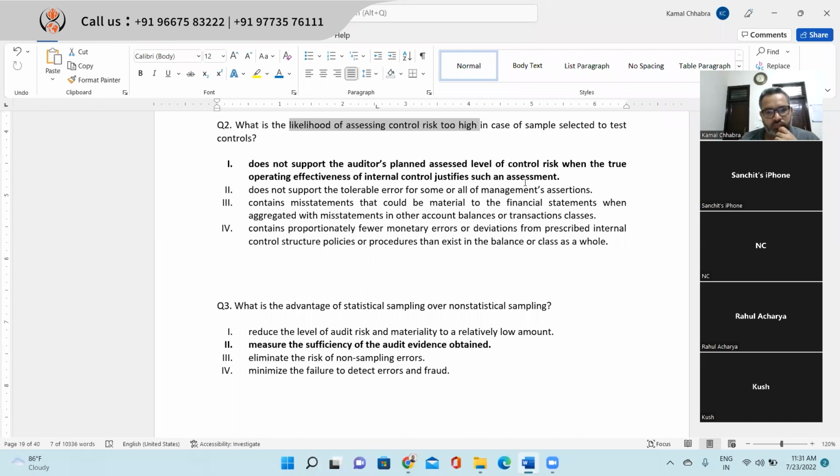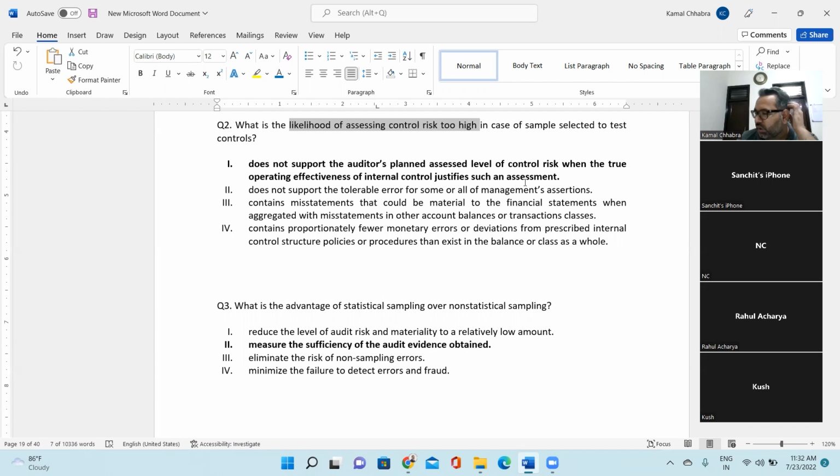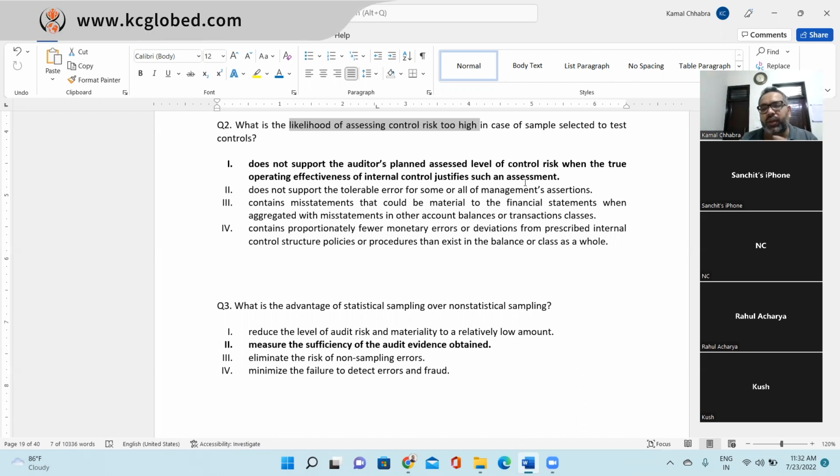So proportionate fewer monetary errors को समझ नहीं आता थोड़ा सा मतलब, ये भी मतलब कि वैल्यू की मतलब monetary errors हो रहे हैं. Yeah, monetary error is value, right? Value only. Okay. If you see the first one, does not support the auditor planned assessed level of control risk when the true operating effectiveness of internal control justify such statement. So only the first one is giving you the factors required to be considered for control risk assessment. Rest of them are more relating to test of details. Right? Make sense? Yes, sir.